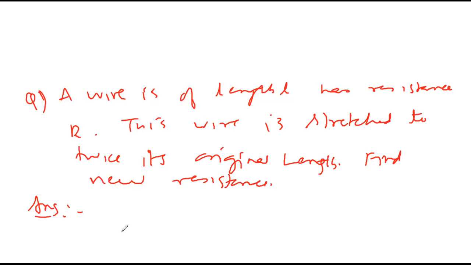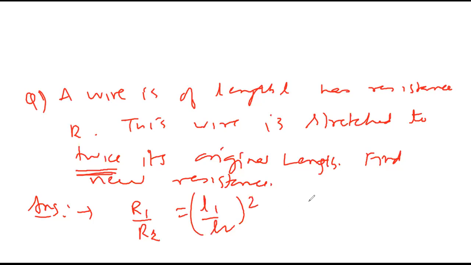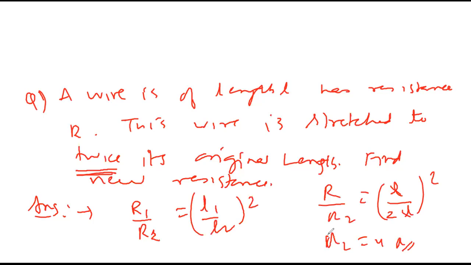Very fast, I want. 2R. Pardon? 2R. No, 4R will come, no? R1 upon R2 is L1 by L2 square, no? So R upon R2 is one upon two, squared. Don't make this silly mistake here. Square, so R2 will become 4 times R. Okay, please copy. Then I'll give one more; until everyone gets it right, I'll keep giving one more.